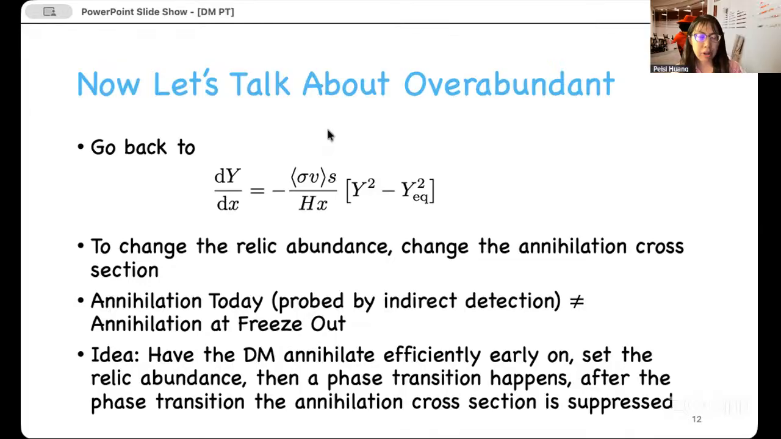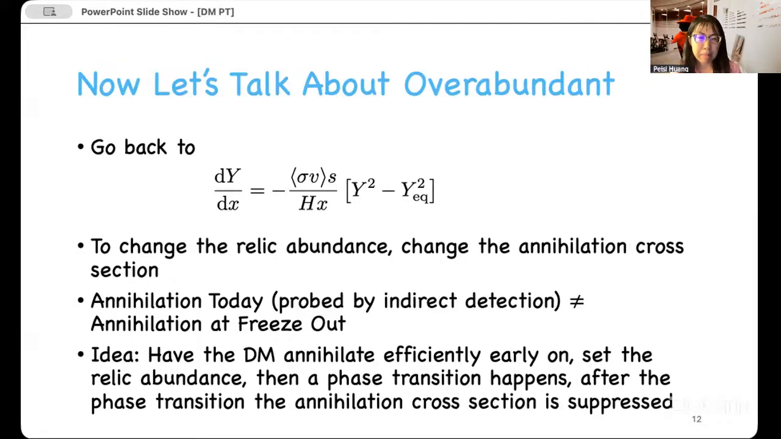So the idea we're trying to explore here is the annihilation today. The annihilation cross-section we put in here is the one that can be probed by indirect detection, and that is the annihilation cross-section today. So what if the annihilation cross-section today does not equal the annihilation at the freeze-out?